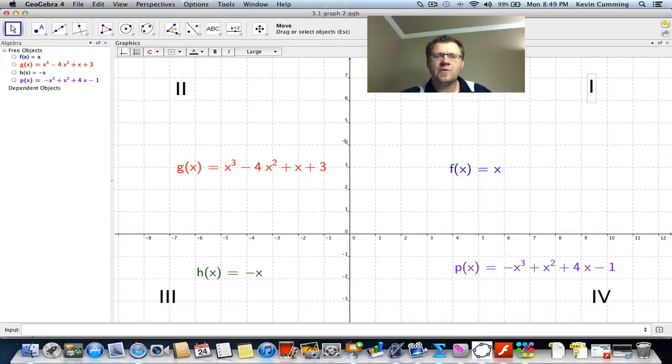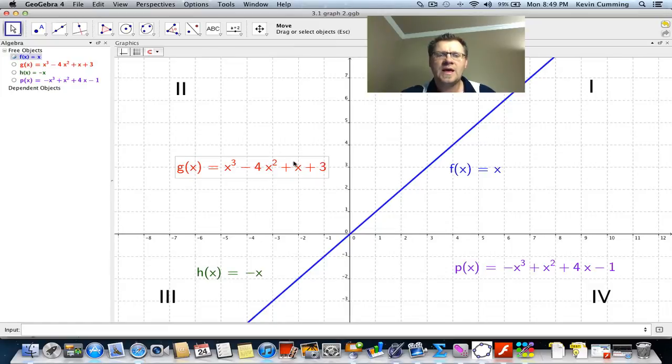Okay, so we just looked at what happened when we had functions with even degrees. Let's take a look at what happens when we have functions with odd degrees. So I'm looking at our basic function, f of x equals x. We know that to be a line that travels right through the origin. And we're going to look at another function, x cubed minus 4x squared plus x plus 3. So here we have another odd degree. Here the degree would be 1, and over here the degree is 3.